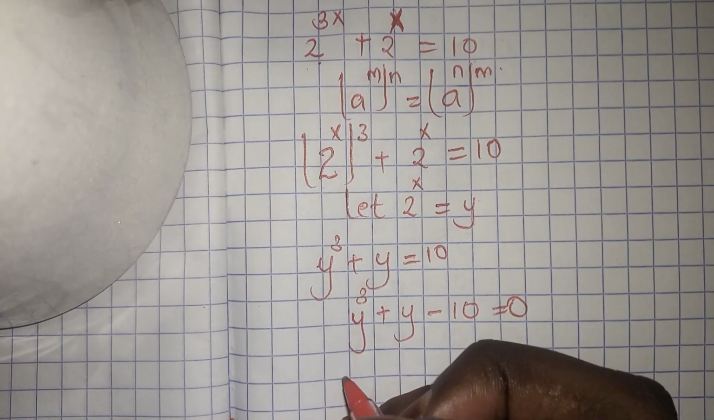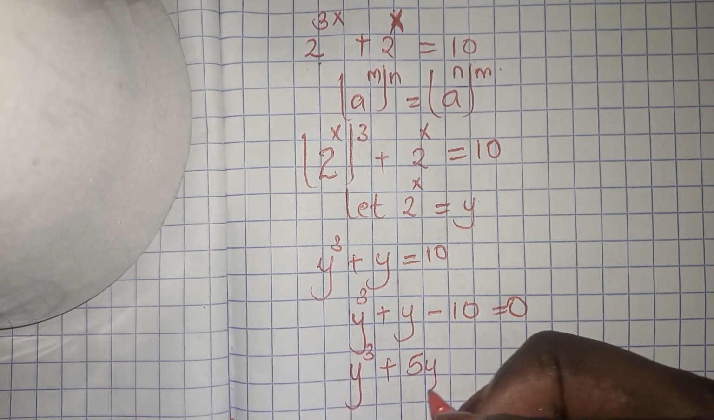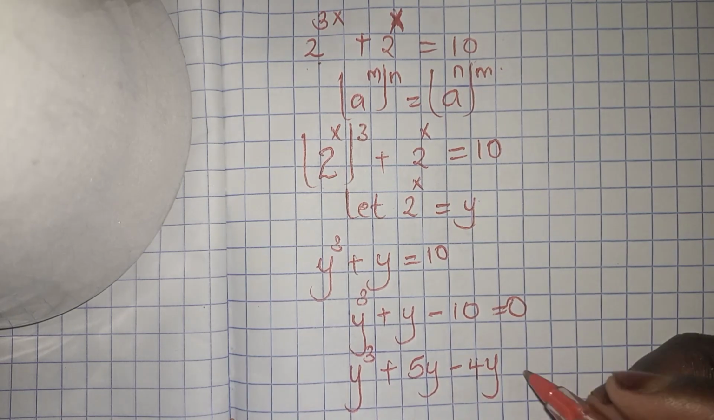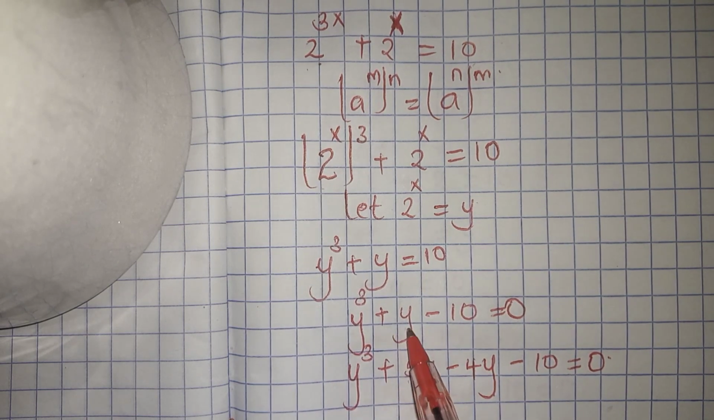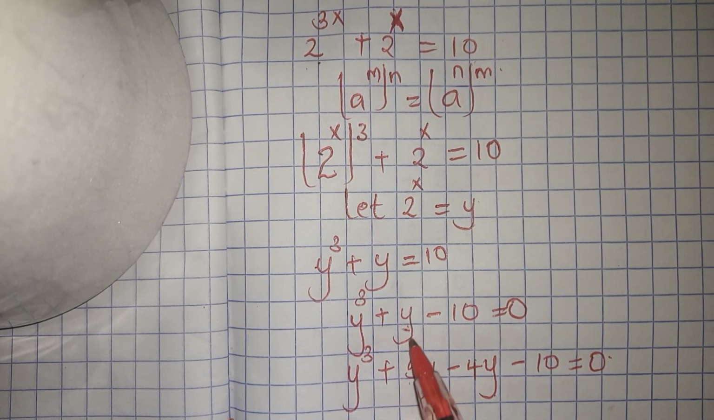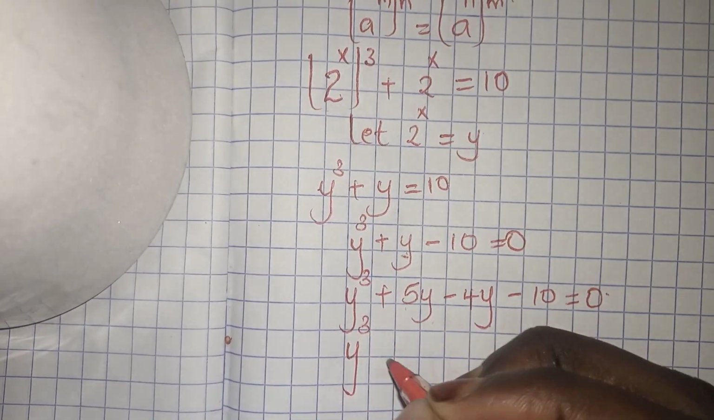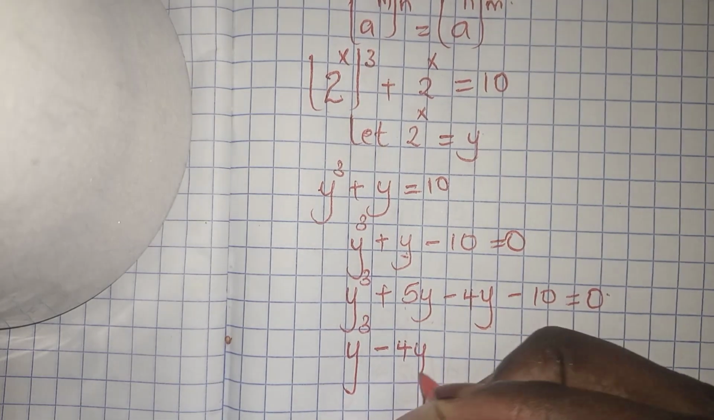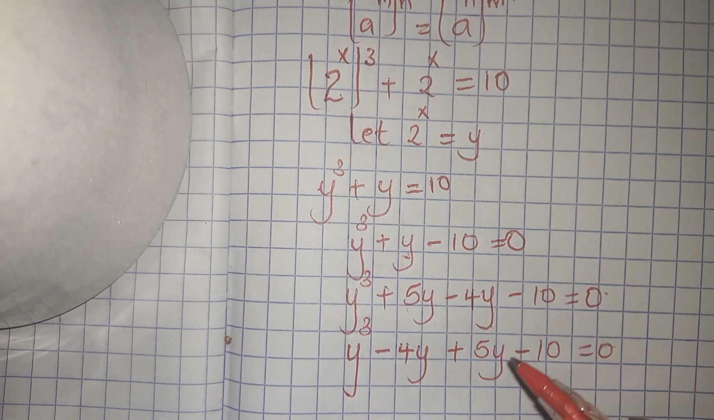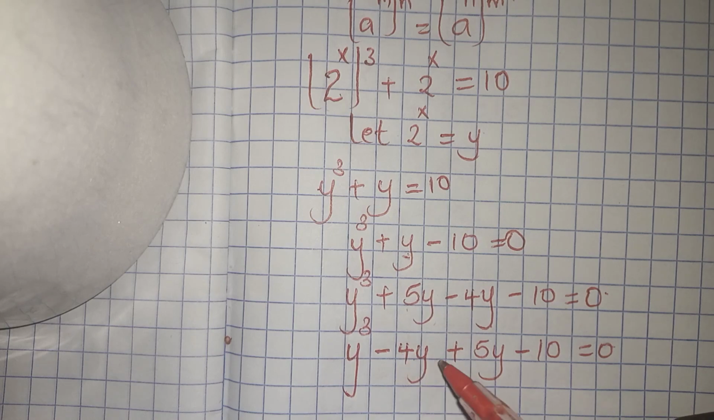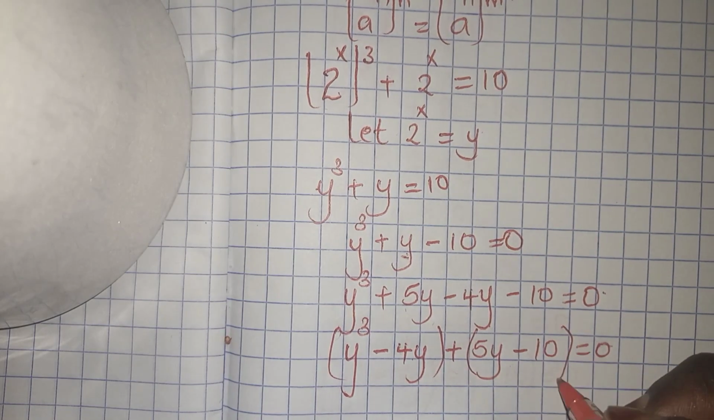So our next step, y cubed plus 5y minus 4y minus 10 is equal to 0. So 5y minus 4y, this gives us y. So this is our y here. So our next step, y cubed minus 4y plus 5y minus 10 is equal to 0. So we have brought this 4y here and this 5y on this side. So this is our first term and this is our second term.